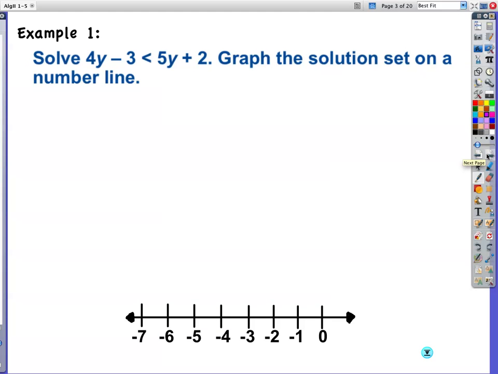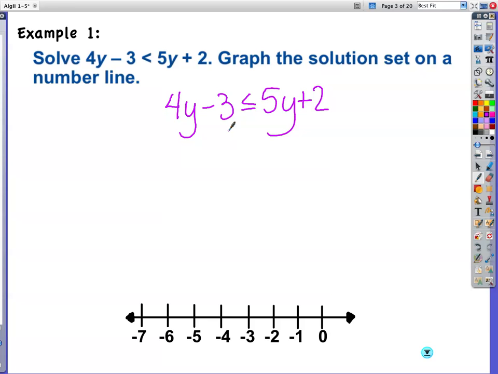All right, so let's try a problem here. Example 1, solve 4y minus 3 is less than 5y plus 2. Graph the solution set on a number line. Not much different than solving an equation at this point. Now you have a choice. There's 4 different ways to start this problem. Some of you could subtract 4y, some of you will add 3, some of you may subtract 5y, some of you may subtract 2 to start the problem.